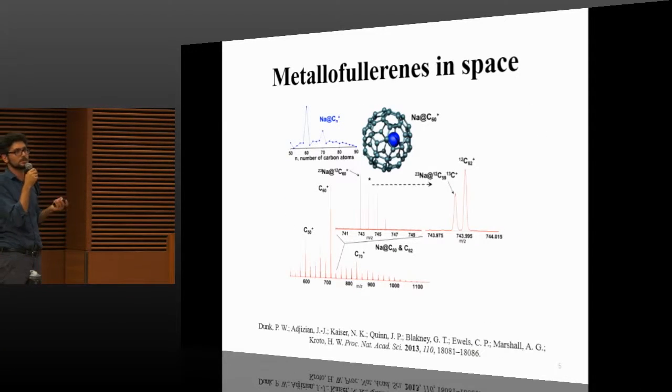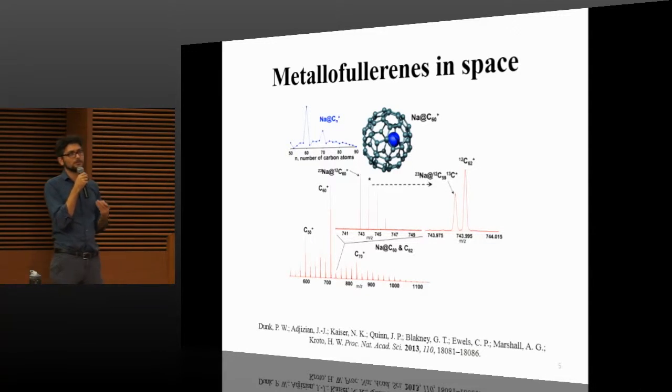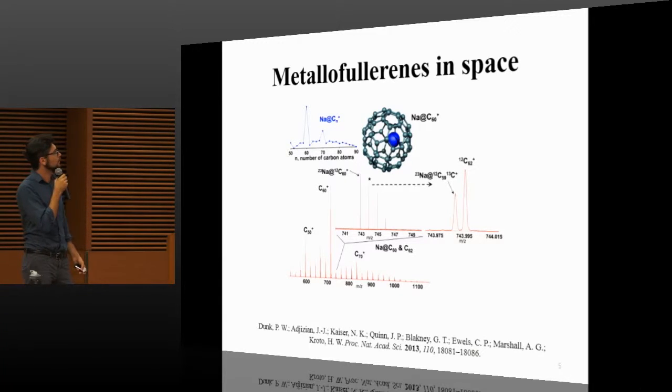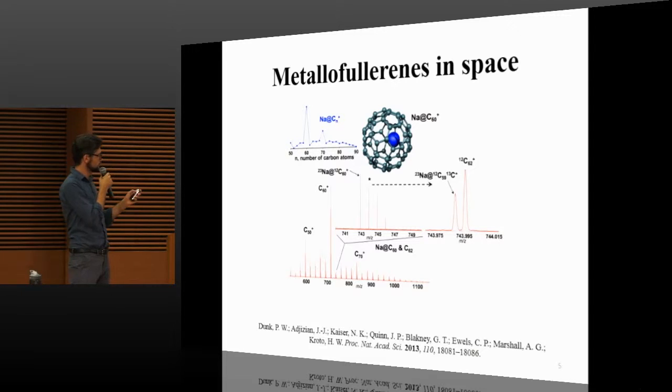And a few years later, Duncan and co-workers proposed that metallofullerenes also can be formed in the same region as easily as fullerenes, and they could synthesize sodium inside the cage of C60 under highly energetic conditions in oxygen and hydrogen rich stellar conditions.